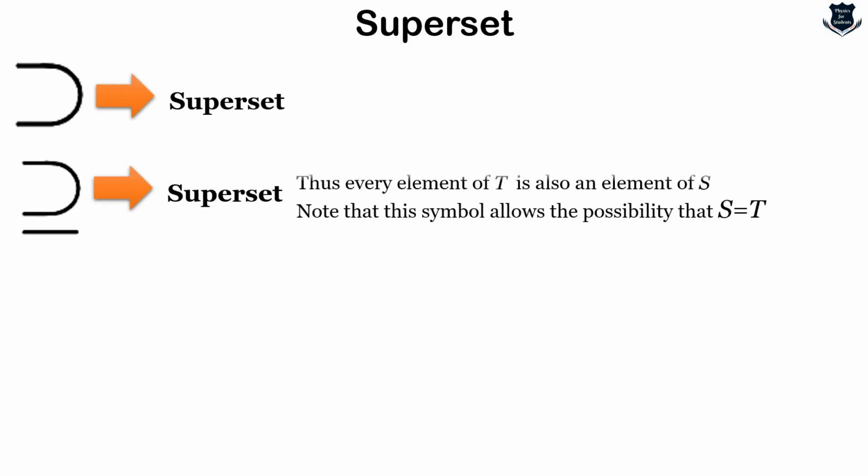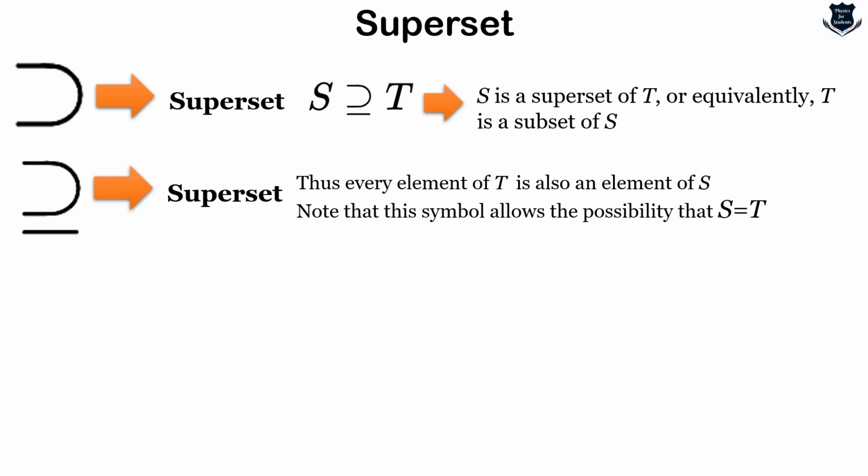Now we come to another confusion, which is the superset. Now we know this is a superset, and we know this is also a superset. Sometimes both of these are used. So if we say S is a superset of T, what I'm trying to mean is that S is a superset of T, or equivalently T is a subset of S. Now in certain books, this symbol and this symbol, both of them are used as superset, right?